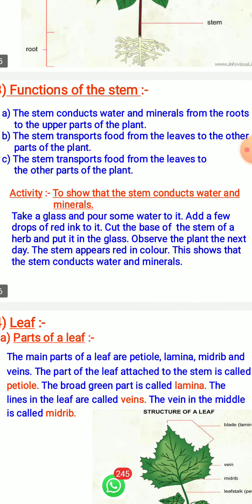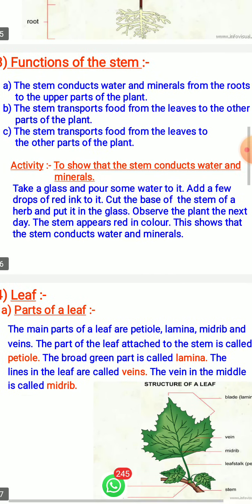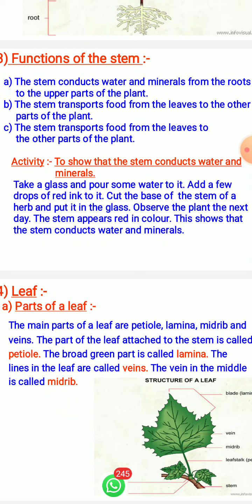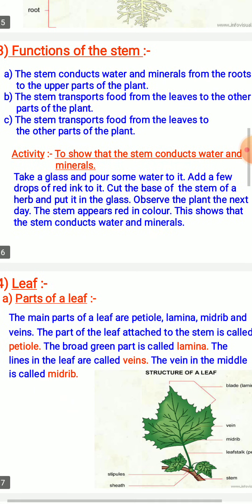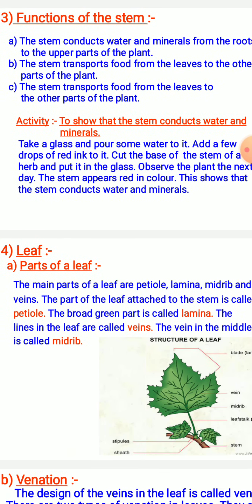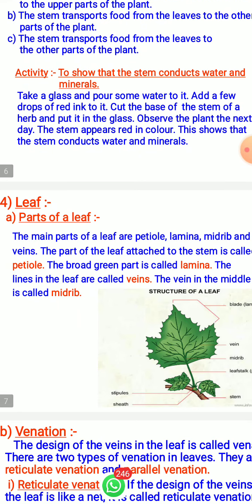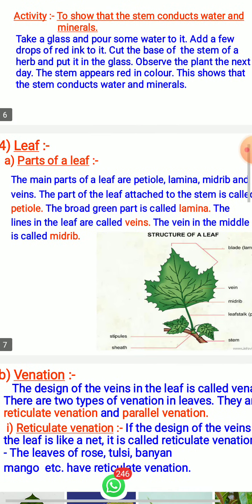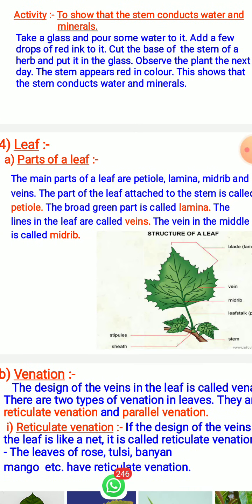So you can do this activity. Take a glass and pour some water into it. Add a few drops of red ink to it. Cut the base of the stem of a herb, any herb, and put it in the glass. Observe the plant the next day. The stem appears red in color. So it means that it has absorbed and transported the water and minerals.